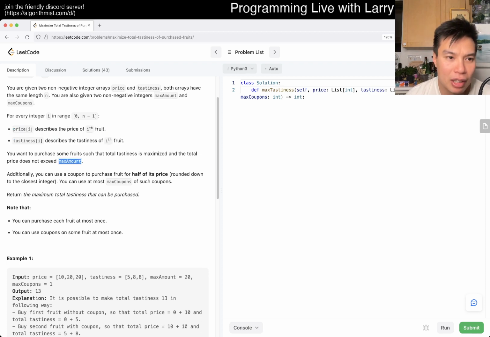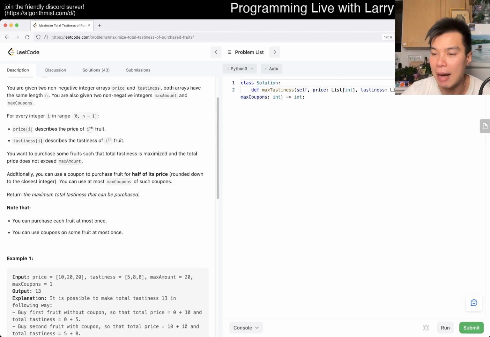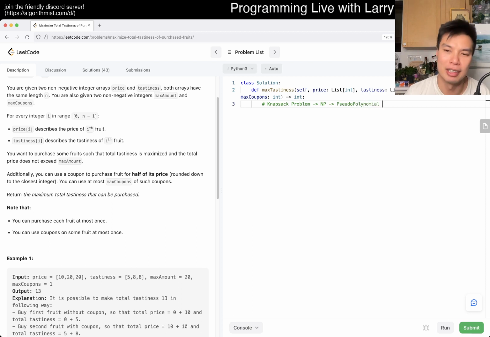Up to here, this seems like a very standard knapsack problem. I'll type it up so you can Google it, if you will. Knapsack problem. This is in NP. I always forget whether it's NP-complete or not. It's been a while, I should look it up. But it has a pseudo-polynomial solution, which is done by DP in general.